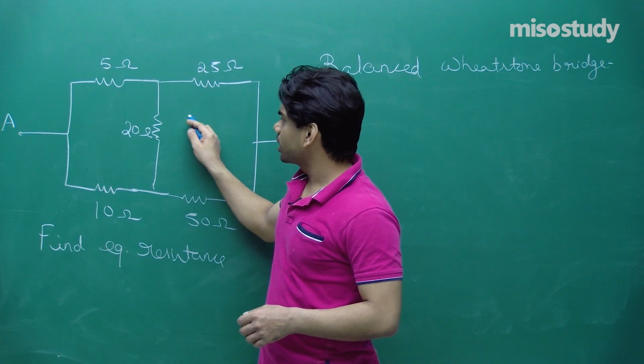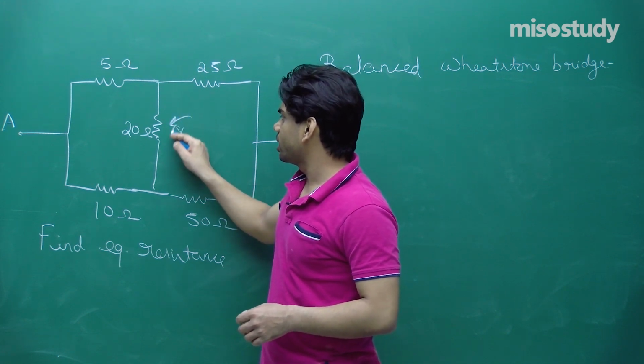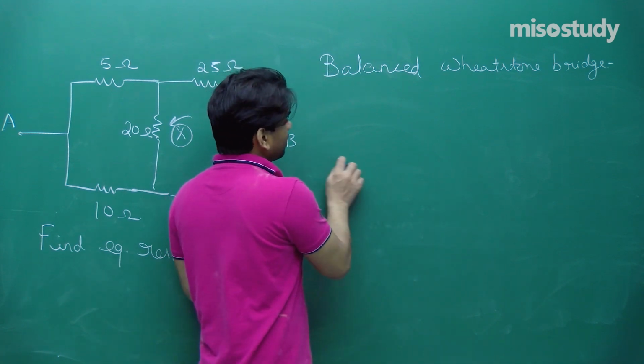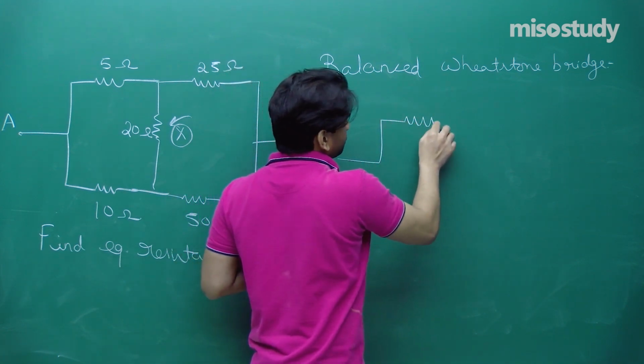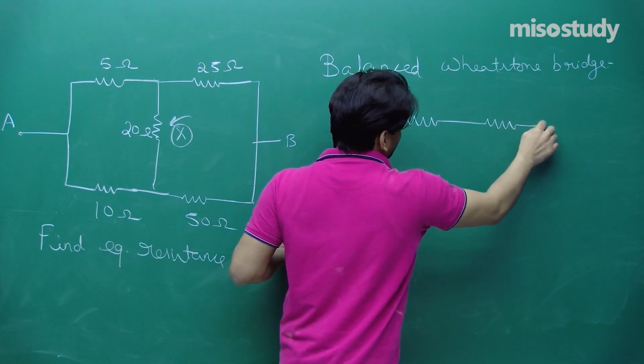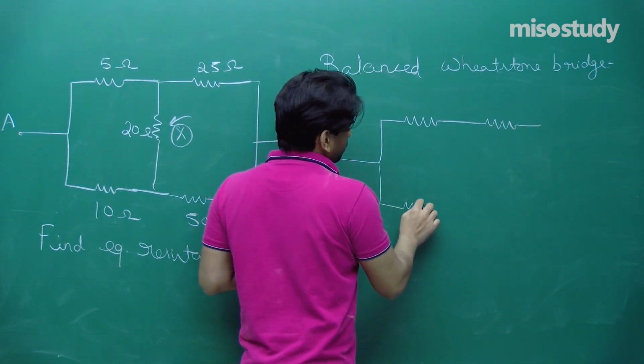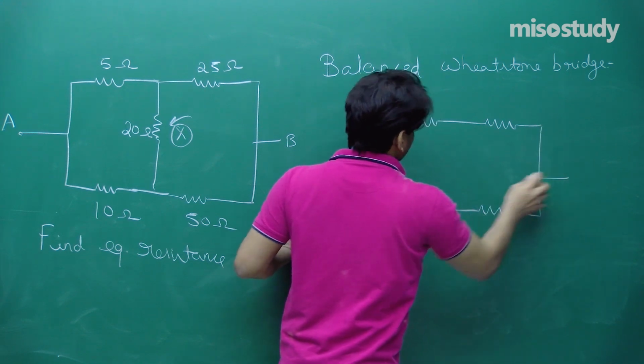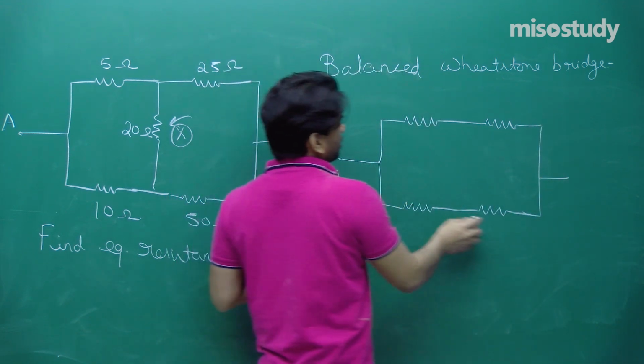So this part can be eliminated. You can eliminate this resistance of 20 ohm. The circuit that you will be getting will be a very simple circuit: 5 ohm, then 25 ohm, 10 ohm, and then 50 ohm. This is the circuit that you will be getting. Now it's an easy part, an easy question.